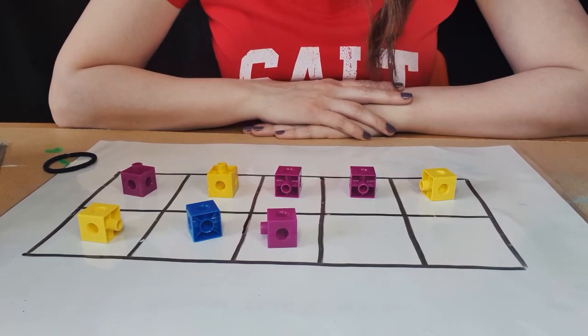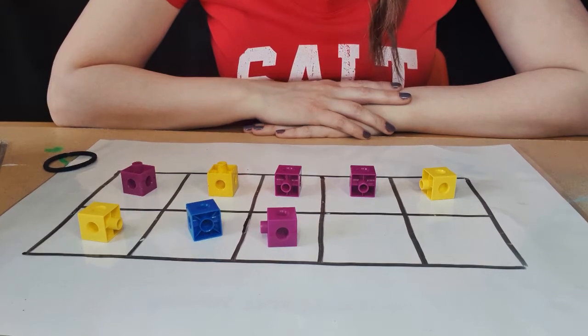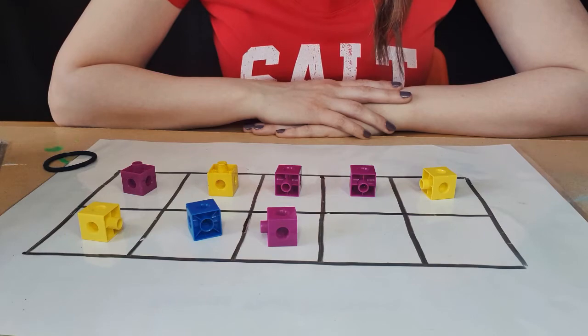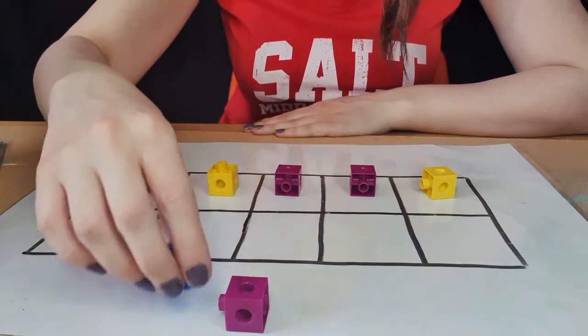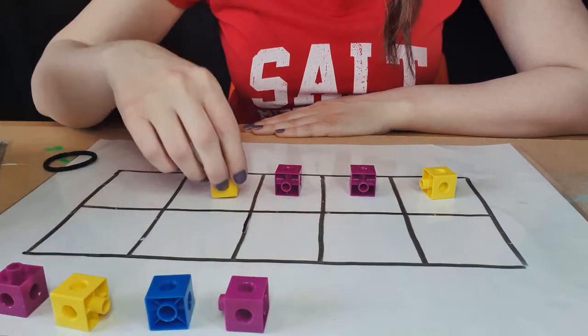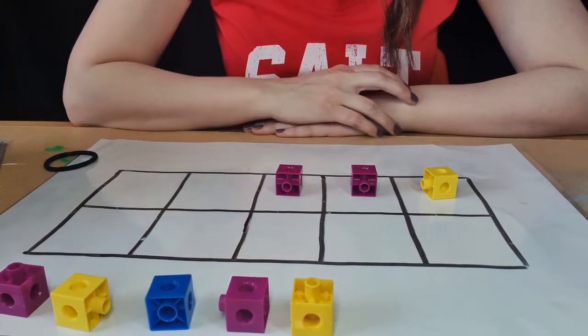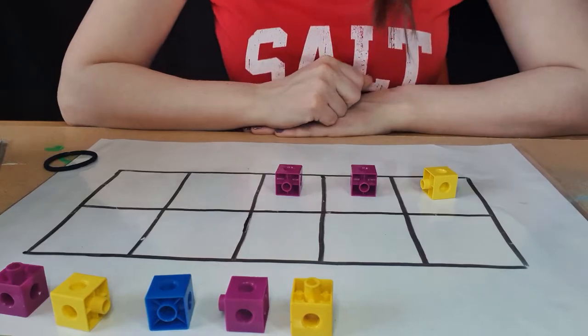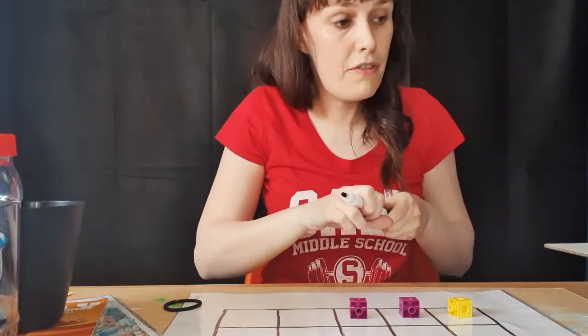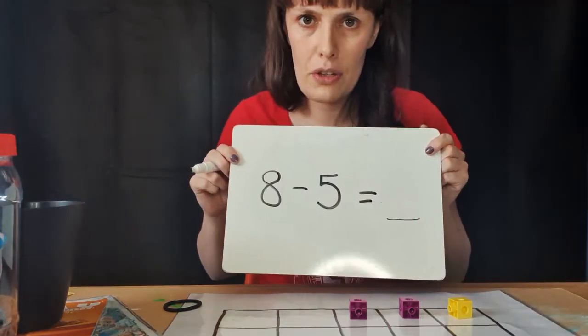Take away 5. So you have your 8, take away 5. So quite literally, take away 5. Get rid of them. 1, 2, 3, 4, 5. And if you can subitize, you know instantly how many that is, and the answer is 3. Well done.